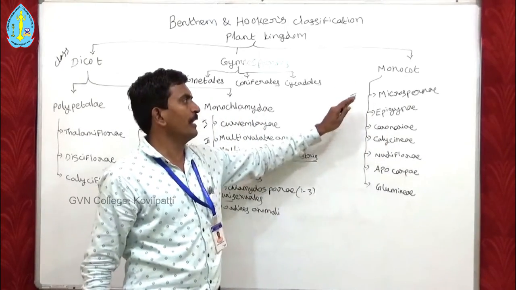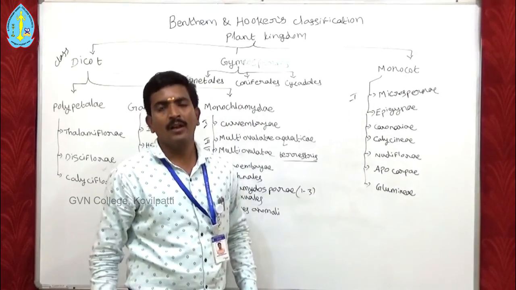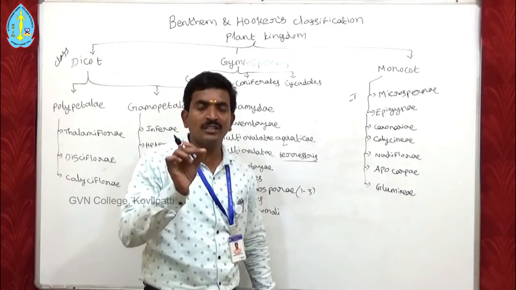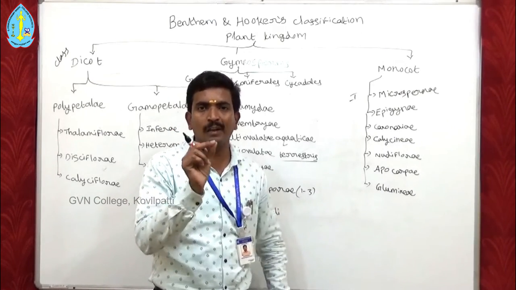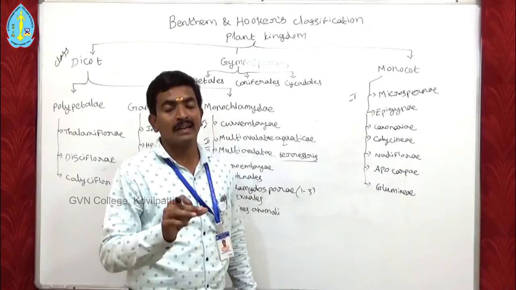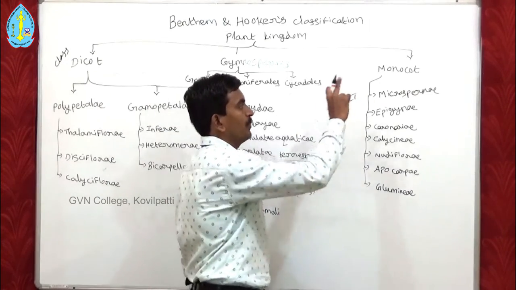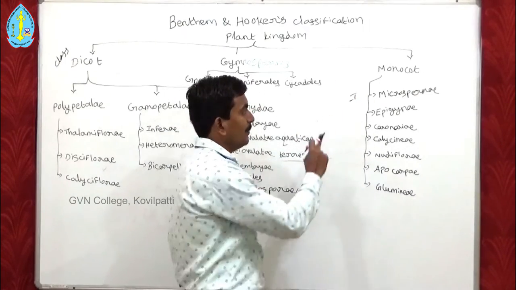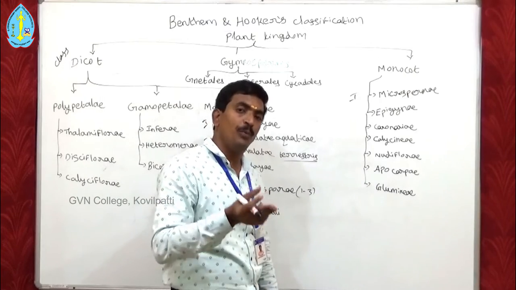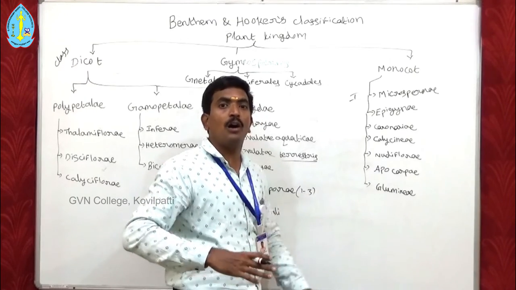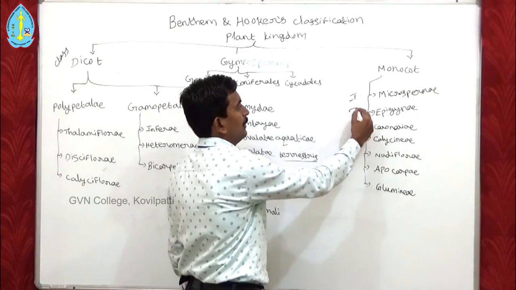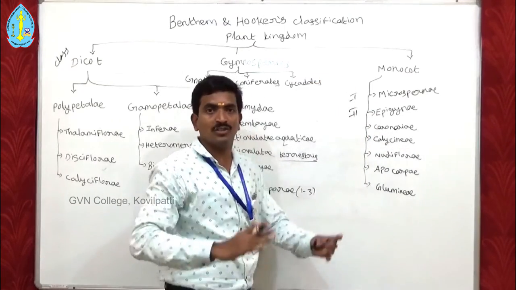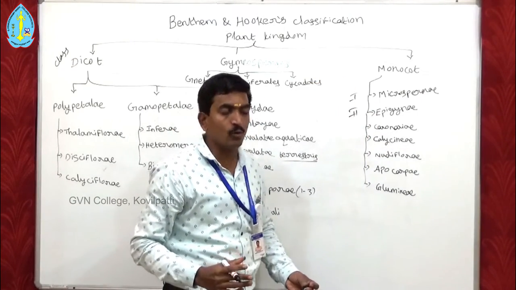The first series is Microspermae. In monocotyledons, flowers which contain small seeds, small seed-producing plants, come under this series Microspermae. And Epigynae means a large inferior ovary that produces large seeds. Large-seeded flowers come under the series Epigynae.